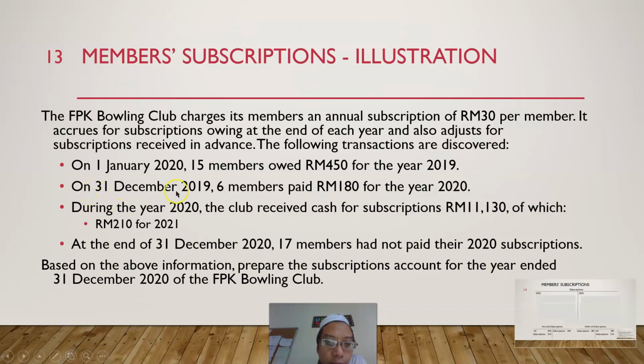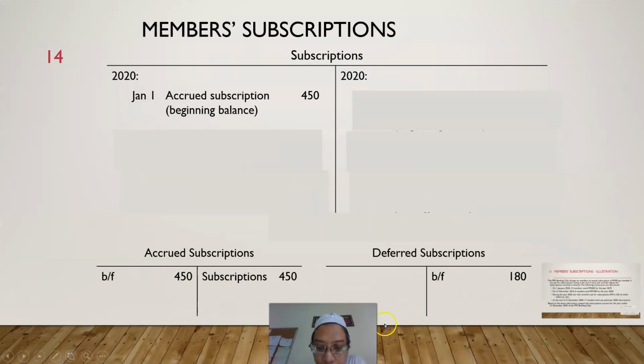On 31st of December 2019, 6 members paid 180 for the year 2020. So it says here that in the previous year, in 2019, there are actually 6 members who have paid for the current year 2020. So payments made last year are actually for the current year's subscription. So there's a deferred subscription.